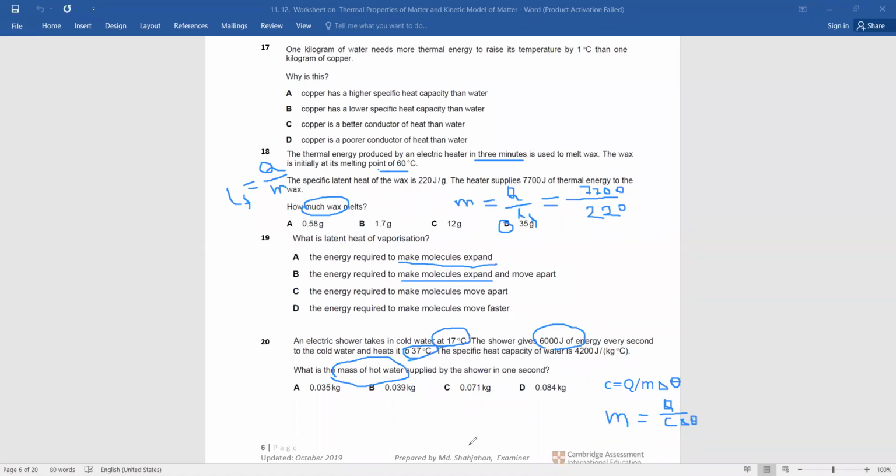Del theta is the change in temperature, theta 2 minus theta 1. You have here 37 degrees Celsius, it is theta 2, and 17 degrees Celsius, it is theta 1. So theta 2 minus theta 1 is del theta. Is it clear? Yes, sir. So how much is your del theta? 20, right? So what answer are you getting, everyone?